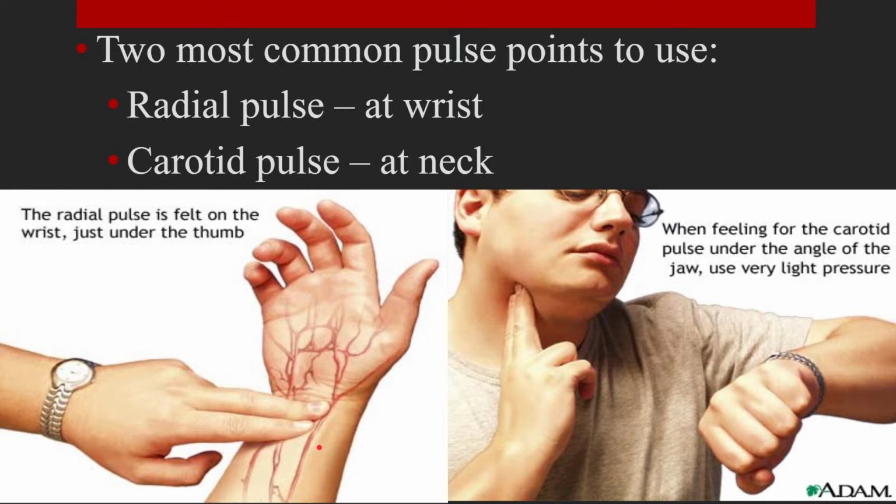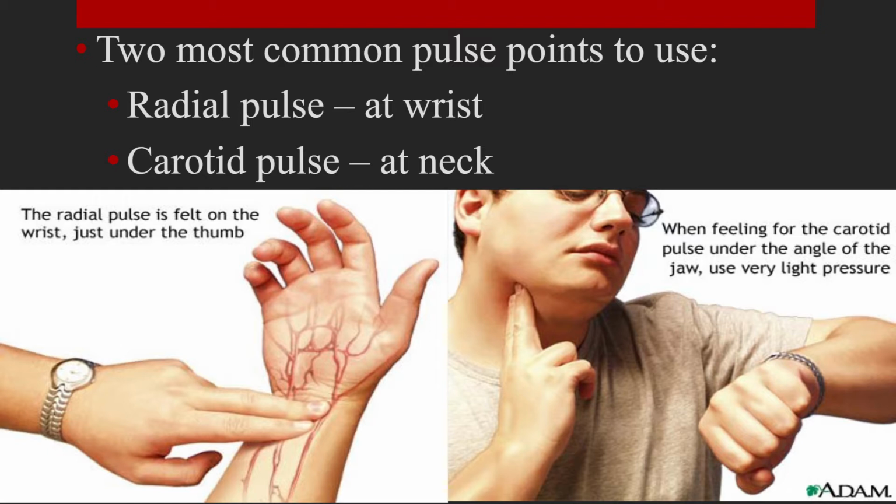Now, if you have a really efficient heart, you shouldn't have a big difference between the pulse point you take here and the pulse point you take here. But if there is a big difference, that's an indication that your blood is moving really sluggishly through your body. So there's something that's interfering with the ability of your heart to pump blood through all of the parts of your body really well.